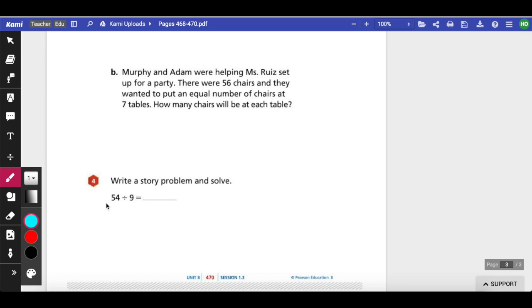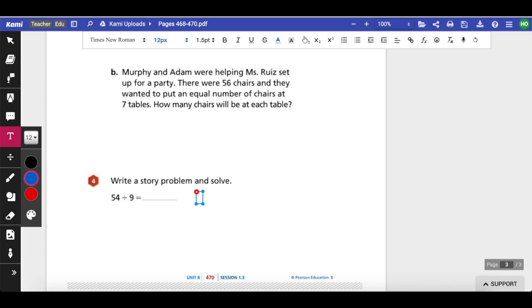And for number 4, it says to write a story problem and solve. So for 4, you're going to make up a story problem by yourself. So for example, I can write, a baker had 54 cupcakes and put them into 9 boxes equally. How many boxes are there in all?